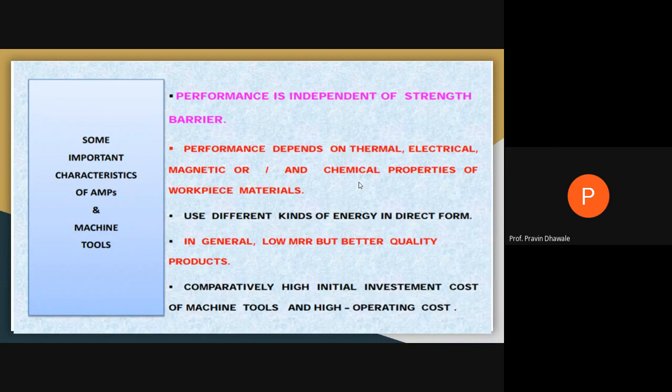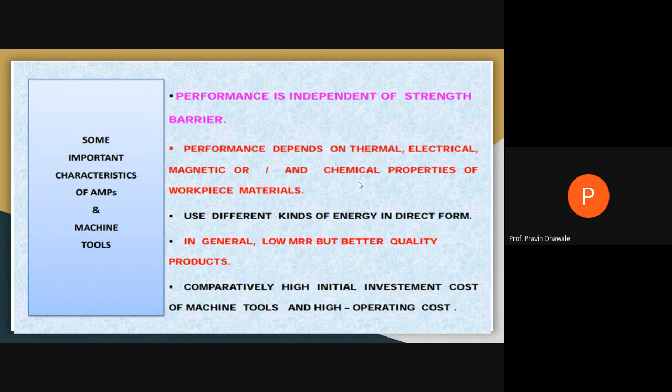Whereas in non-conventional machining, as we discussed, material is removed in the form of atoms or molecules. So it has a low material removal rate, but the quality of the finished product is very superior. It is in the nano-micron range. Sorry, it is in the nano-micron range. So very high surface finish is obtained by using the non-conventional process.